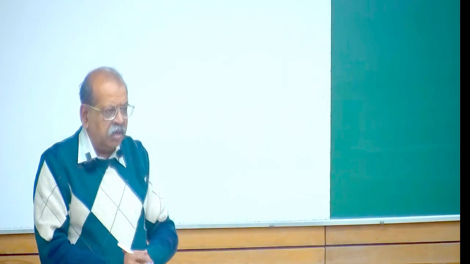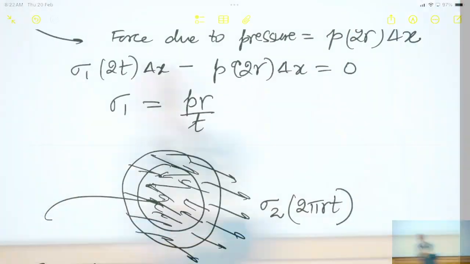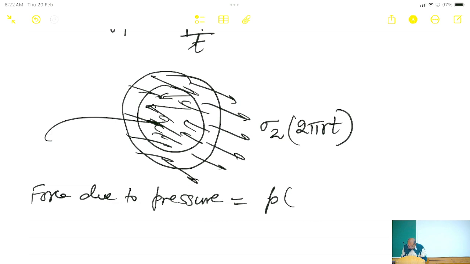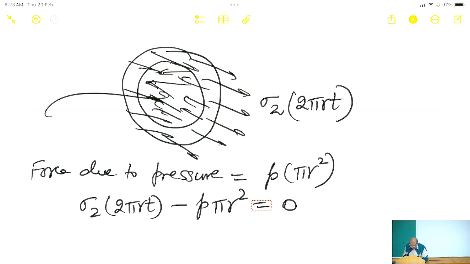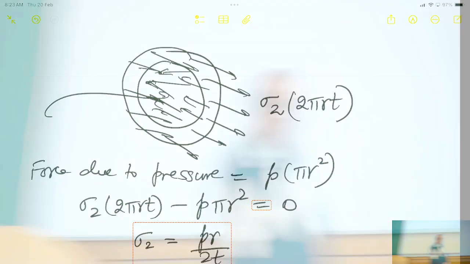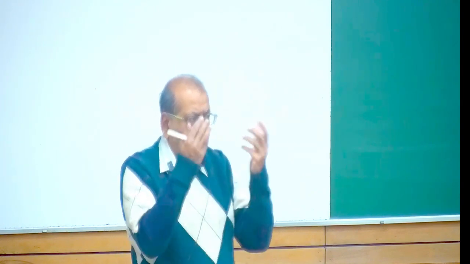The radius is r, so it will be p times pi r square. Actually, it is p times r inverse square, but since the wall is thin, so we'll have to. So from here, what we get is sigma 2 into 2 pi RT, and from here what we get is sigma 2 is equal to PR upon 2T. The axial stress is equal to the pressure multiplied by the radius by 2T.